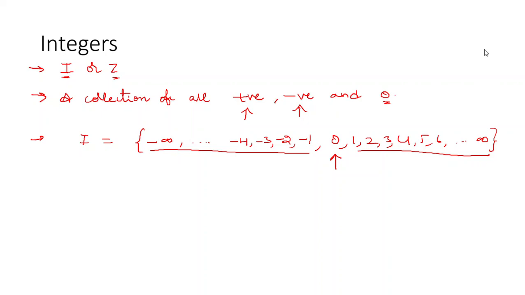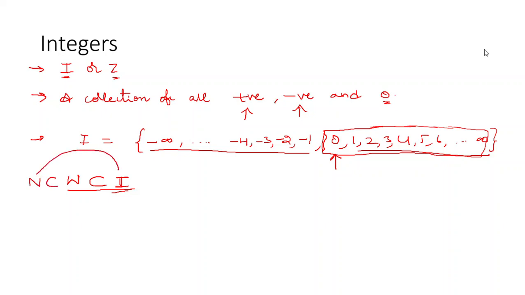So we can say that the whole number set is a subset of the integer set, because if you observe the integer set, we have all the numbers that start from 0 and end at infinity. So this is the whole number set. As we know, the natural number set is a subset of the whole number set, and it is also a subset of the integers. The natural number set is a subset of whole numbers, and the whole number set is a subset of integers.